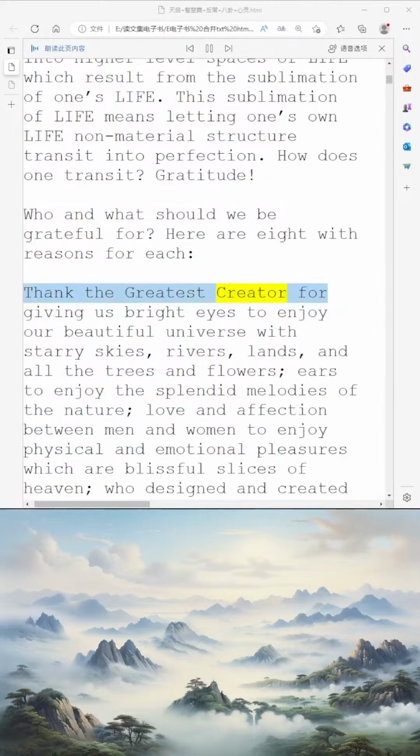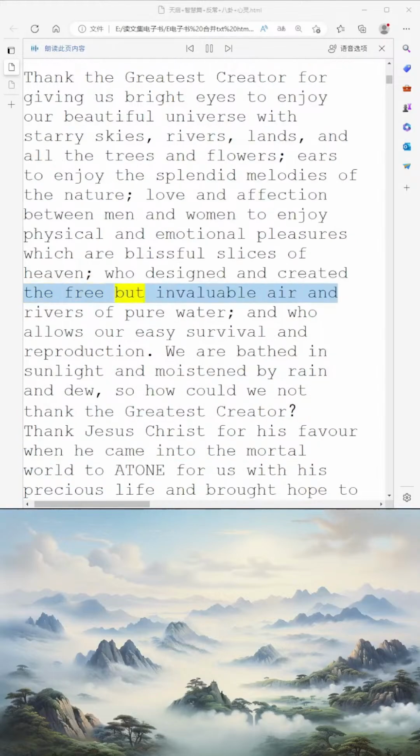Thank the greatest creator for giving us bright eyes to enjoy our beautiful universe with starry skies, rivers, lands, and all the trees and flowers. Ears to enjoy the splendid melodies of the nature. Love and affection between men and women to enjoy physical and emotional pleasures which are blissful slices of heaven. Who designed and created the free but invaluable air and rivers of pure water, and who allows our easy survival and reproduction. We are bathed in sunlight and moistened by rain and dew. So how could we not thank the greatest creator?